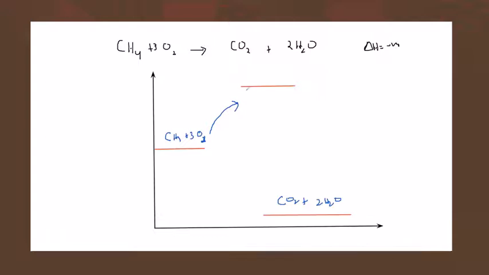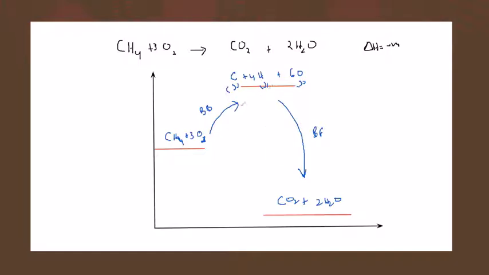Once they reach the activation energy, why do they reach it? Because first the bonds will break. The CH4 bonds will break, so it will produce carbon in a gaseous state, 4 hydrogen atoms in a gaseous state, and 6 oxygen atoms in a gaseous state. That's the bond breaking energy. But when they start to react with each other, they will form bonds, that is the bond forming energy, and they will form the final product.